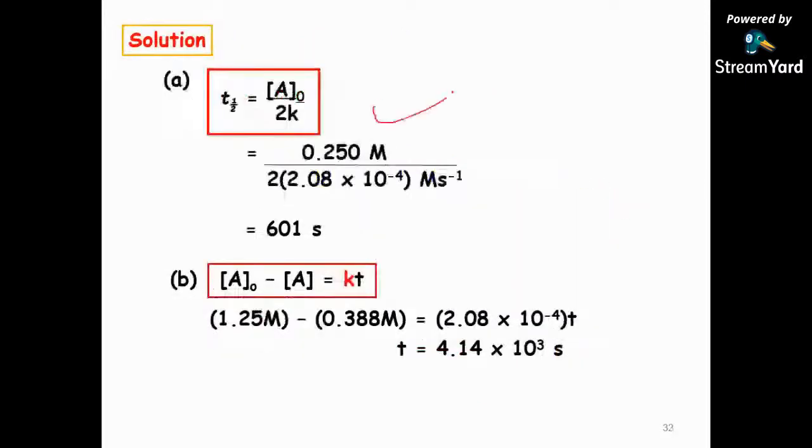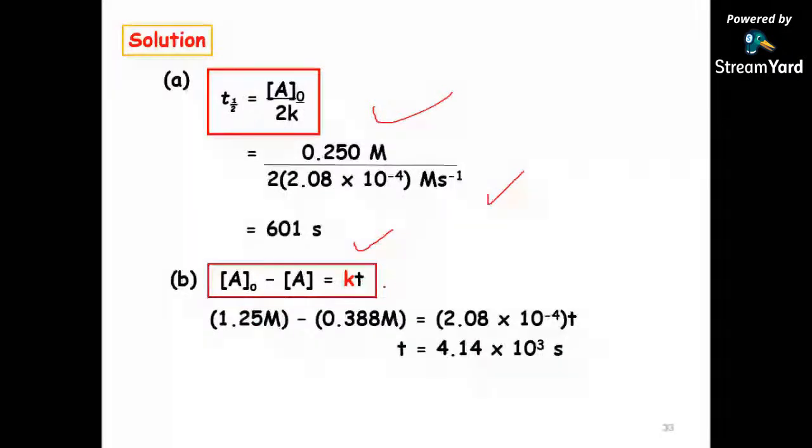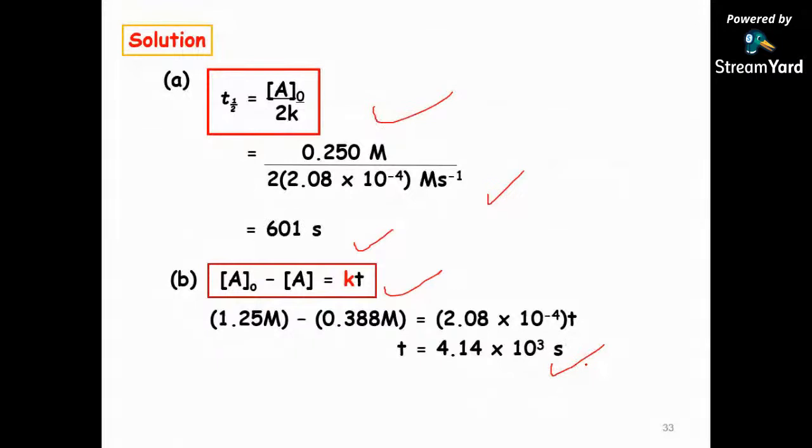Let's check: formula, substitution, final answer with correct unit. This one is also the same: formula, substitution, final answer with correct unit. You must try to push yourself, try to do the question, write down everything and press the calculator by yourself.